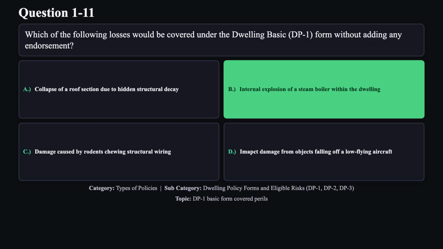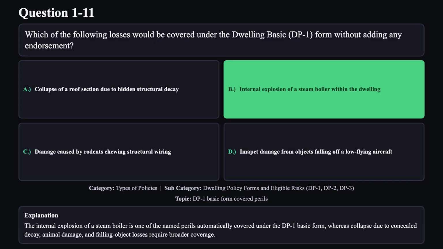The correct answer is B. The internal explosion of a steam boiler is one of the named perils automatically covered under the DP1 basic form, whereas collapse due to concealed decay, animal damage, and falling object losses require broader coverage.